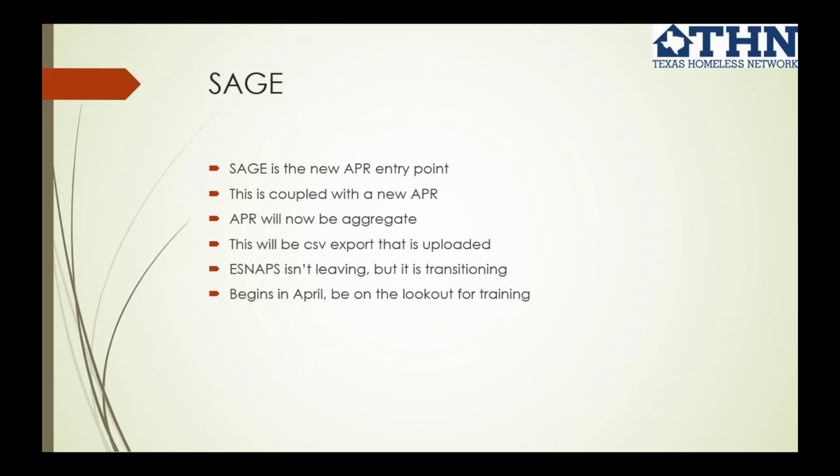Unfortunately, we don't have a whole lot of information about it or how it will look yet, but my understanding is it is going to be a CSV export out of HMIS, and it will be imported into Sage. All corrections and everything must come out of HMIS, so you won't be able to do any sort of manual data updating. If there's something that might not be put into HMIS yet, you may make those adjustments in the APR on the fly. That will no longer be allowed.